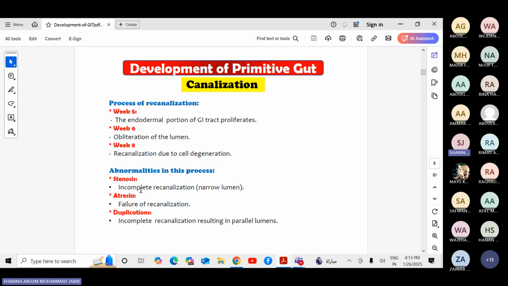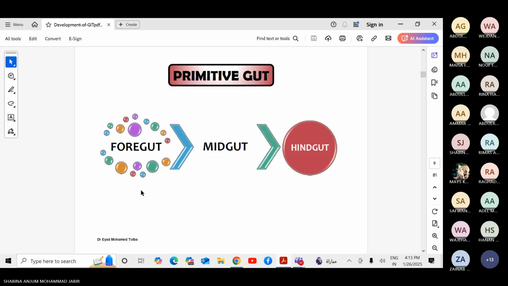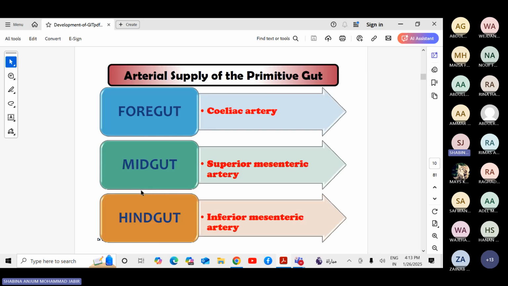Or there could be stenosis. What is stenosis? Stenosis is incomplete recanalization. The lumen will be narrow. And sometimes the recanalization will happen in some haphazard pattern, will be incomplete, which may lead to duplication of the lumen. So we will see slowly, one by one. So this is our primitive gut, which has foregut, midgut, and hindgut.